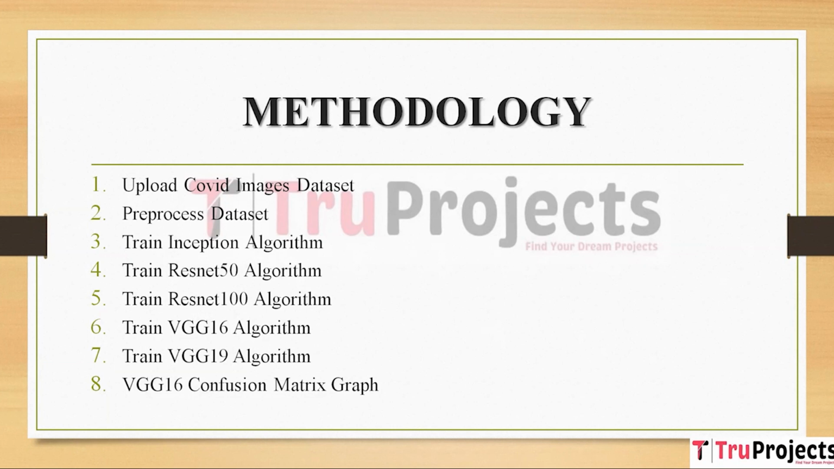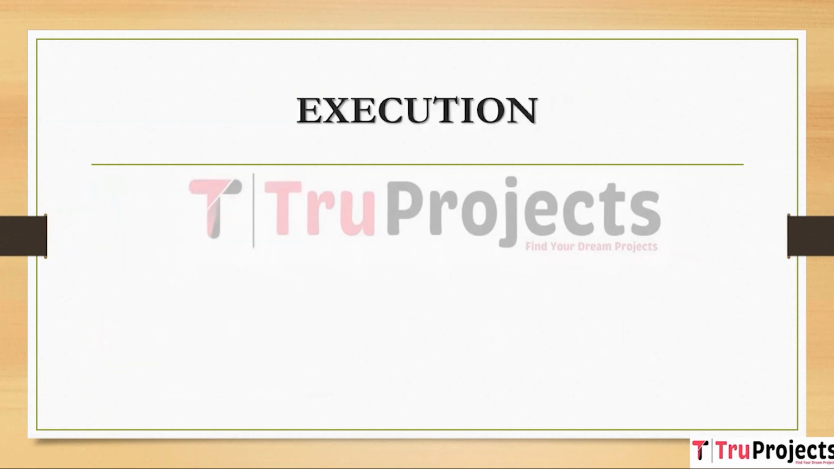And the eighth module is VGG16 Confusion Matrix Graph. After training the VGG16 model, a confusion matrix is created to evaluate its performance. The confusion matrix displays the true positive, true negative, false positive, and false negative values, providing an assessment of the model's accuracy and ability to correctly classify COVID-19 cases.